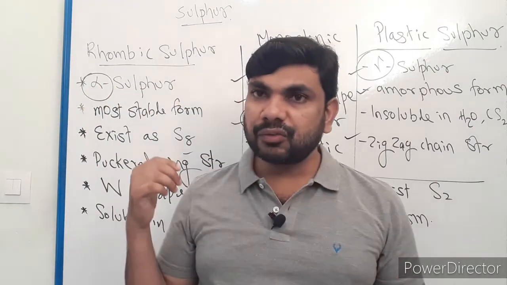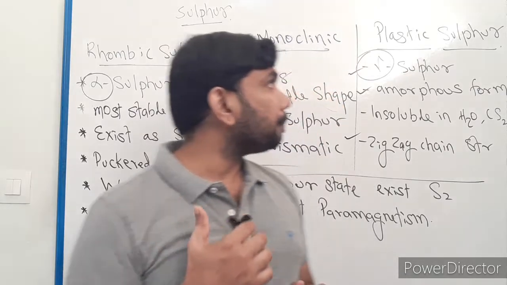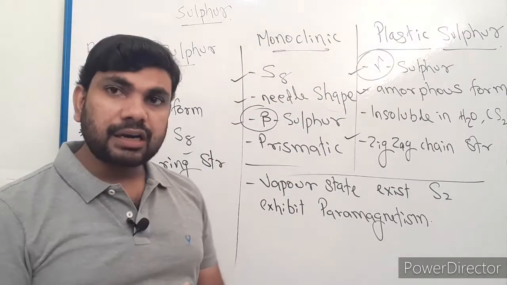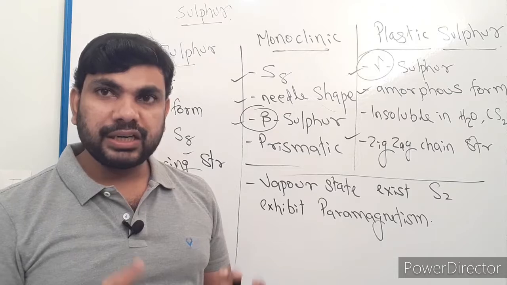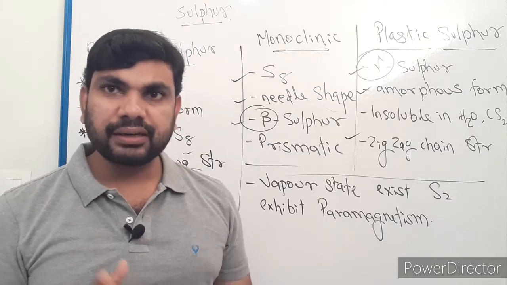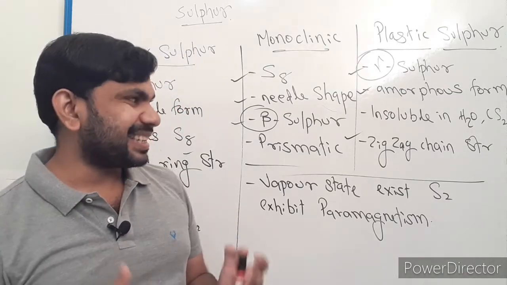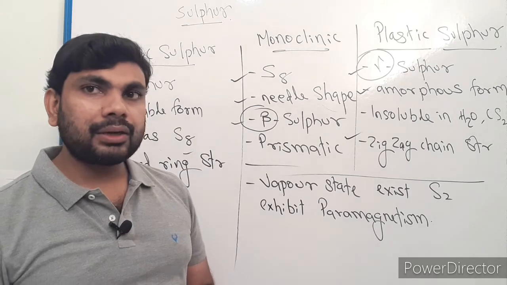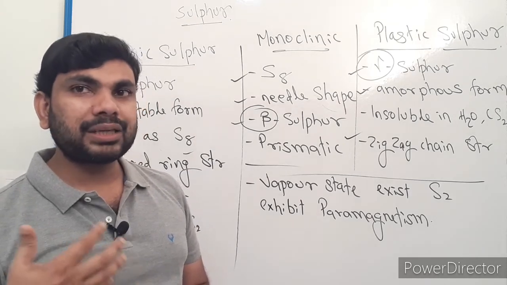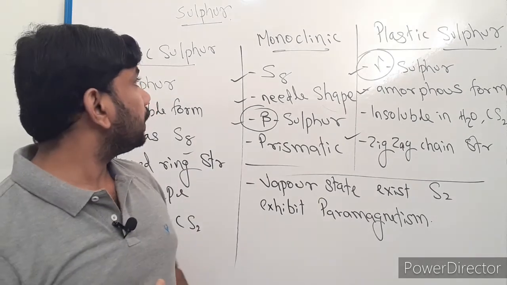So these are the different forms of sulfur: rhombic sulfur, monoclinic sulfur, plastic sulfur. We discussed their structure, their different names, how they exist, and also their solubility.